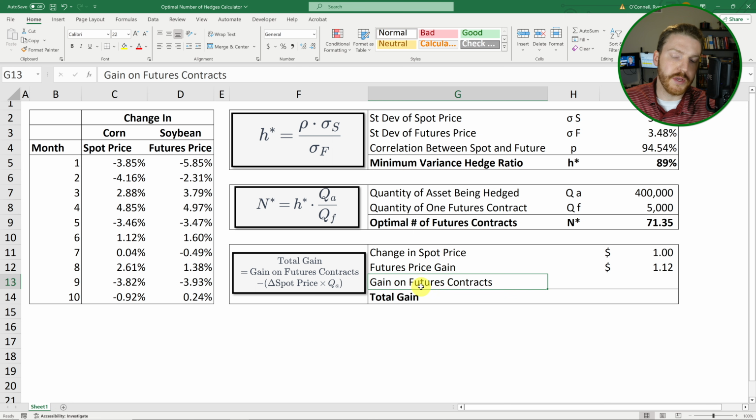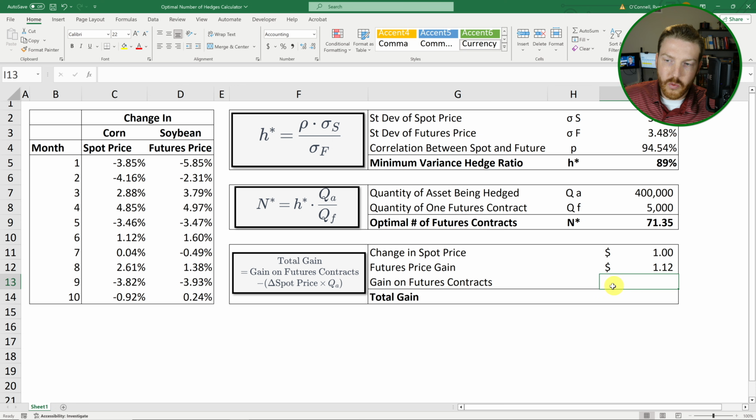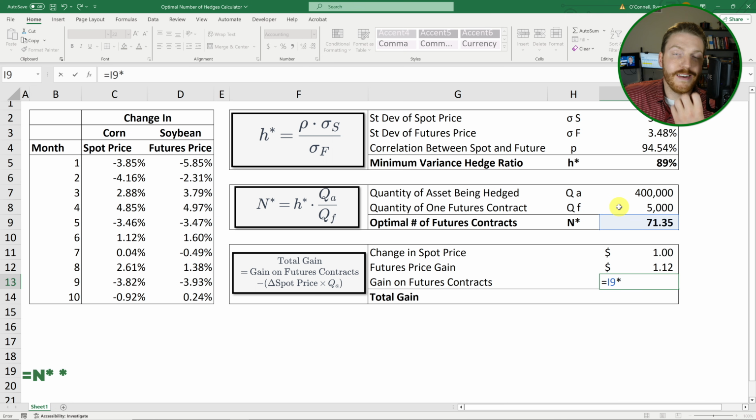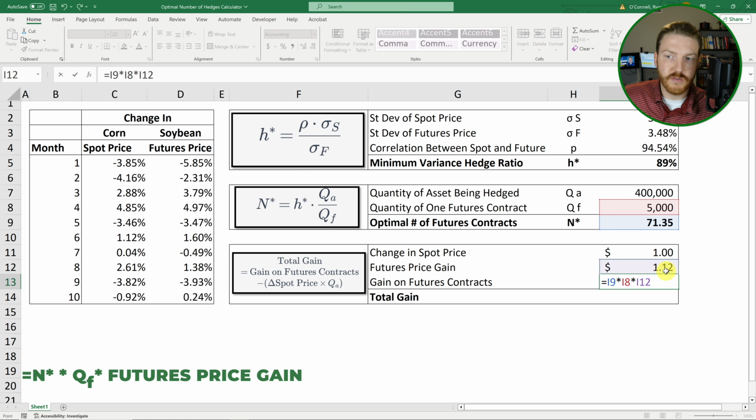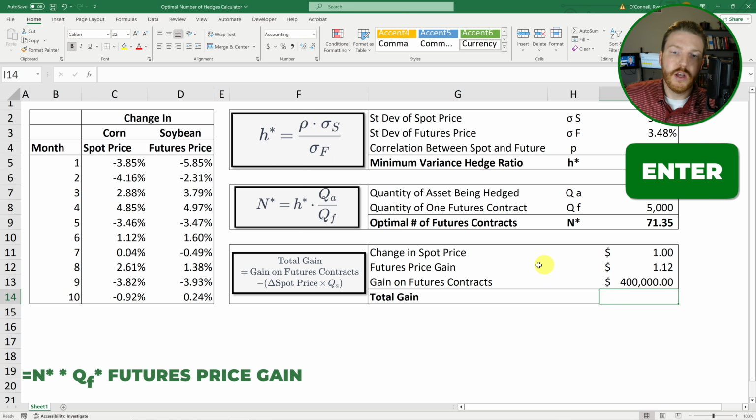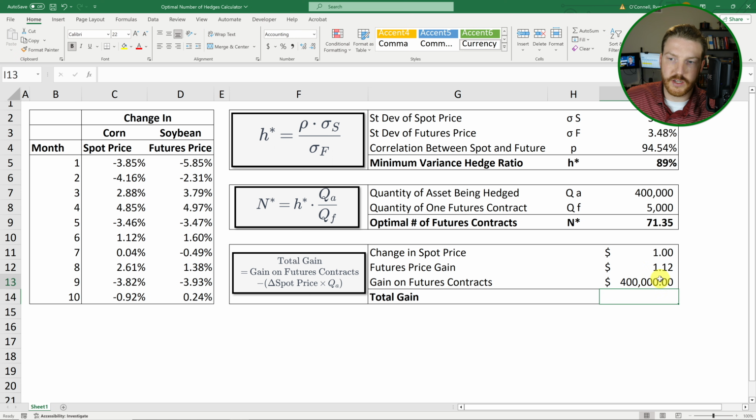Now, what is going to be the total gain on all of our futures contracts? Well, that will just be equal to the number of contracts that we purchased multiplied by the quantity of bushels underlying each futures contract multiplied by the total change in value of a bushel, and let's hit enter. So we find that gain on the futures contract is equal to exactly $400,000.